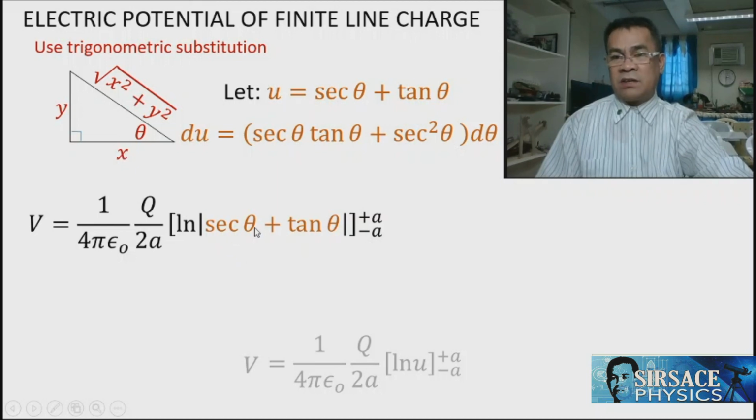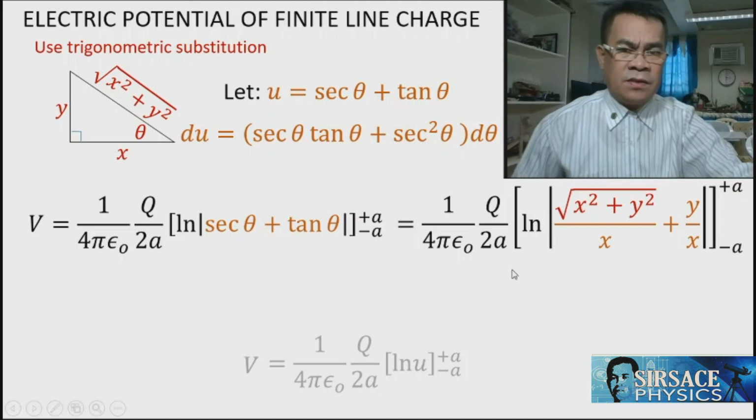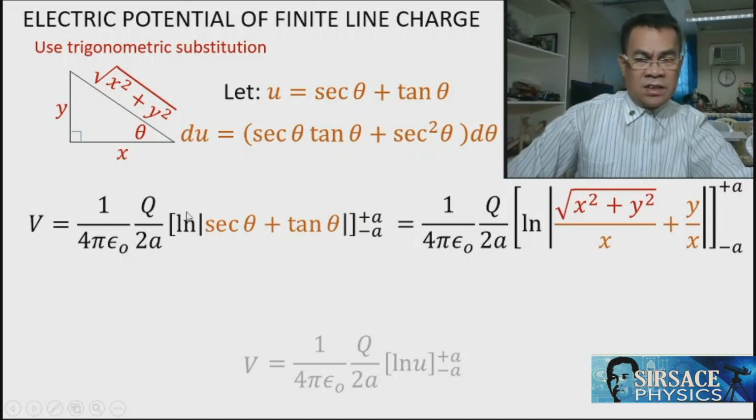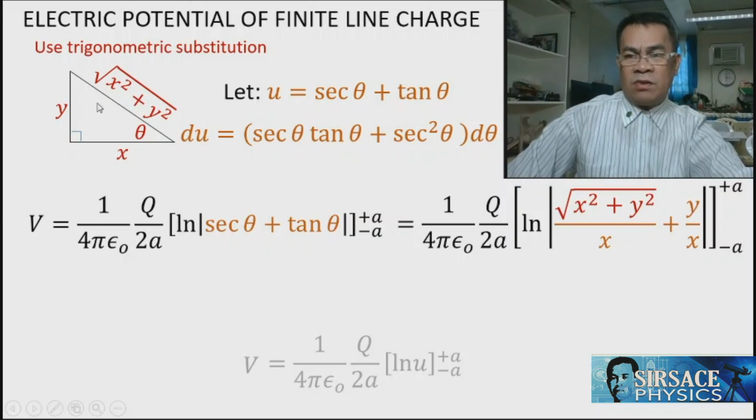So secant theta must be the square root of x squared plus y squared, divided by x. While tangent is opposite over adjacent. This is the angle. Opposite is y, adjacent is x. So therefore the tangent is simply y over x. So this is secant, the hypotenuse over the adjacent, and this one is plus tangent, which is y over x, opposite over adjacent.